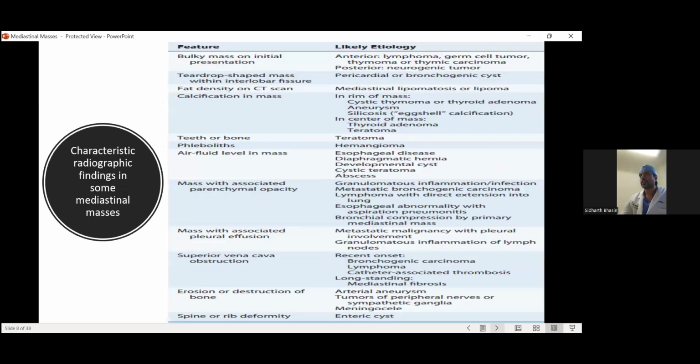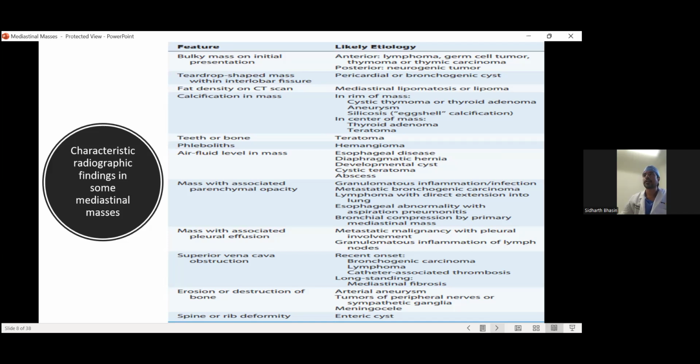Moving to the next one, there are some characteristic radiographic appearances of some of the mediastinal masses that may or may not be helpful. Sometimes they lead us towards a diagnosis, sometimes they lead us away from the diagnosis. So it's important to correlate them clinically as well. But if you're seeing a very bulky mass on an initial presentation in the anterior mediastinum, depending upon the age, it could be lymphoma, germ cell tumor, or thymoma.